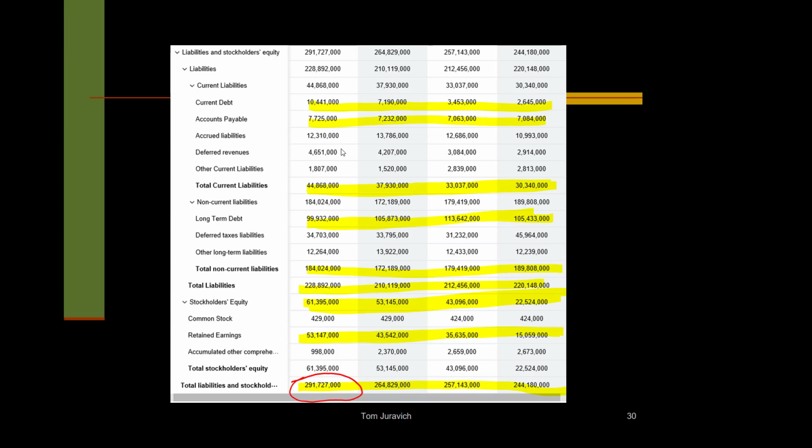Now, what's interesting is let's go into the non-current liabilities and look at long-term debt. And this is very interesting because they went from 105 to 113 to 105 and down to 99. So maybe what's happening here, and we could do some additional research on this, they're paying off this long-term debt, and the short-term debt is in fact part of this payment process. So we have a total of non-current liabilities. Again, 189, 179, 172, 184 in the most current year. So our total liabilities have gone up slightly from 220 to 228.